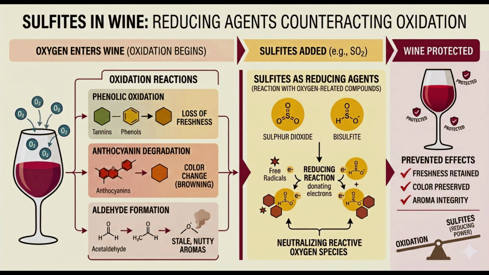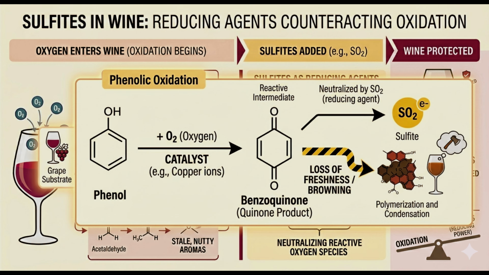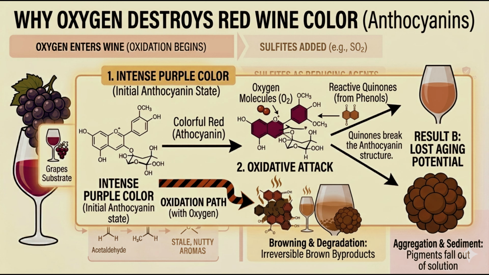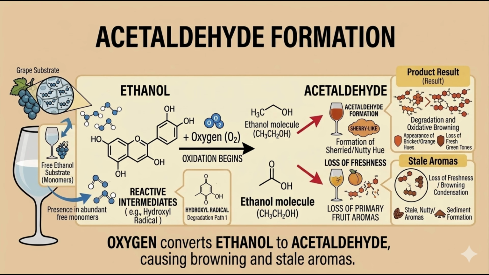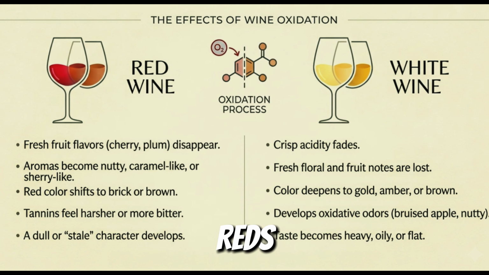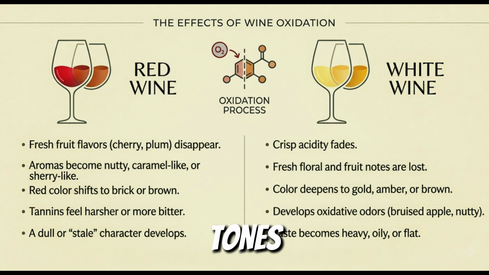When oxygen enters wine, it triggers reactions such as phenolic oxidation, anthocyanin degradation, and aldehyde formation. These processes lead to visible and sensory changes, reds developing brownish tones and whites losing brightness and aromatic intensity.